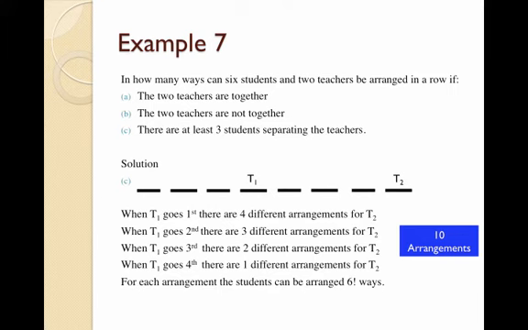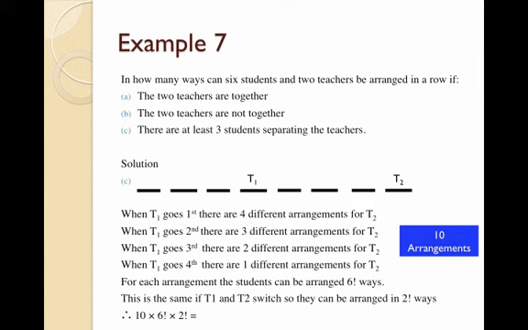Now for each one of those arrangements, the students can be arranged in 6 factorial ways. Also, you need to remember that you can change teacher 1 and teacher 2 around. That will still leave you with 3 students in between. So, what have we got? We've got 10 different arrangements, which we need to multiply by 6 factorial because that's the number of ways the students can be arranged. But we've got to remember to multiply by 2 factorial because that's the number of arrangements that the teachers can be done in. Multiplying all together, we get 14,400 different arrangements.